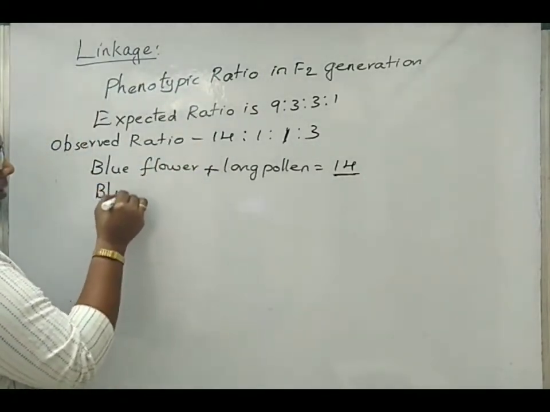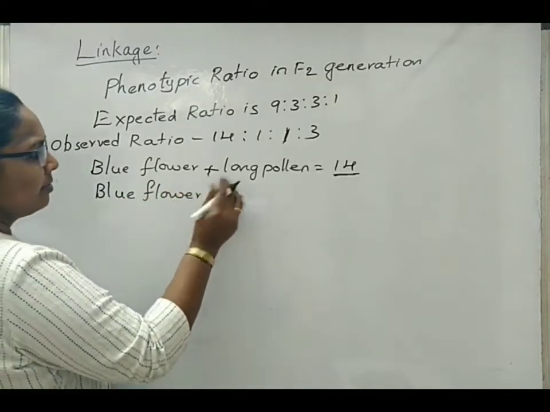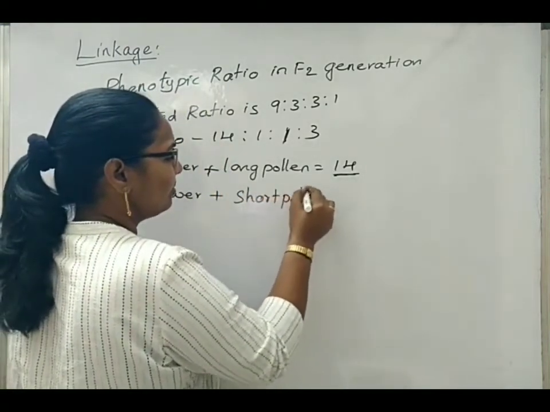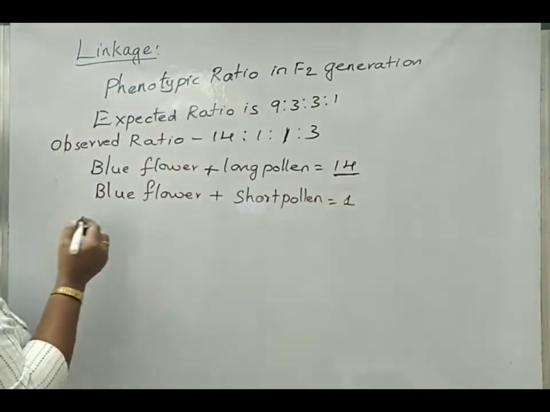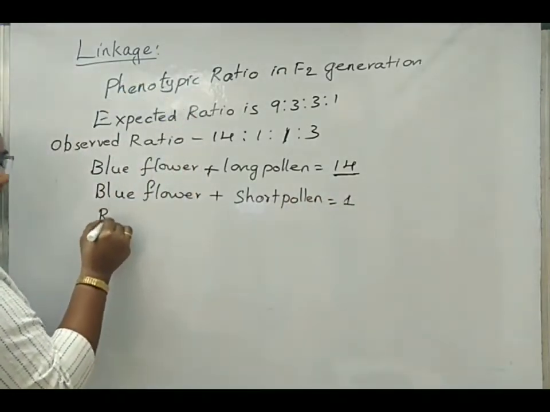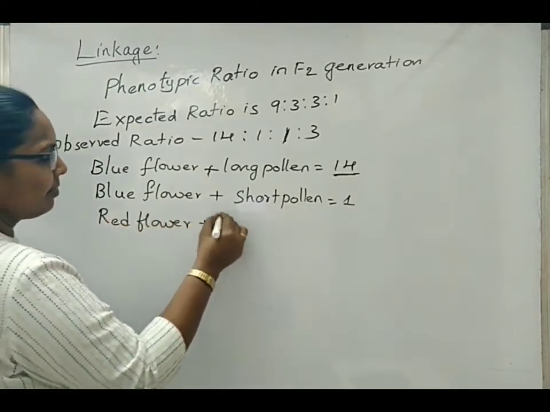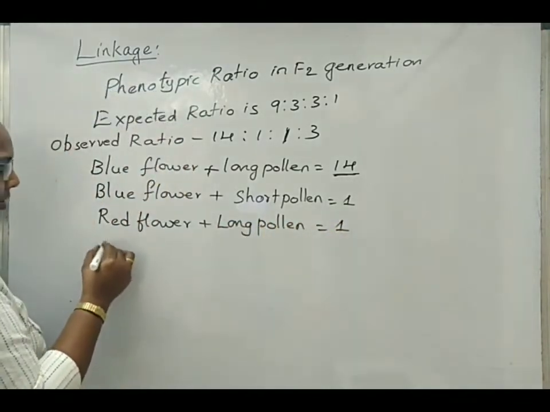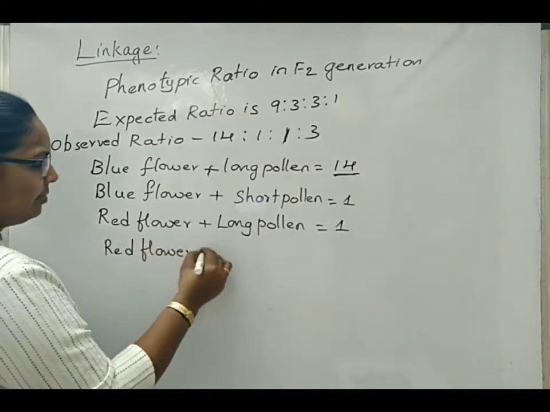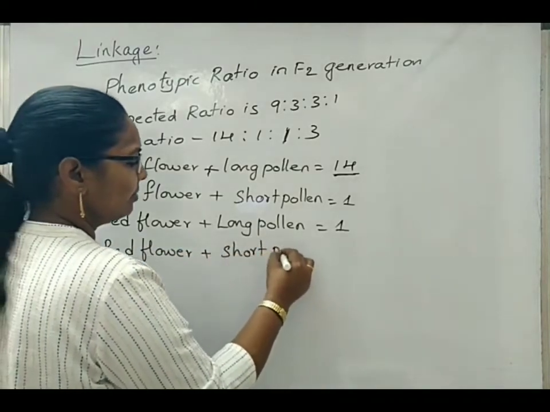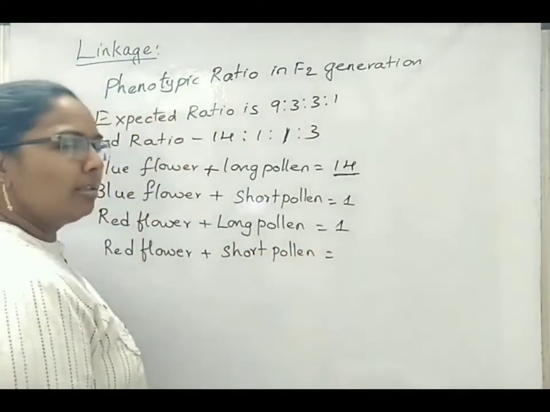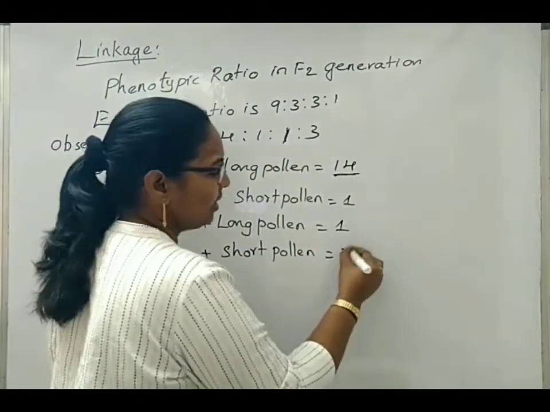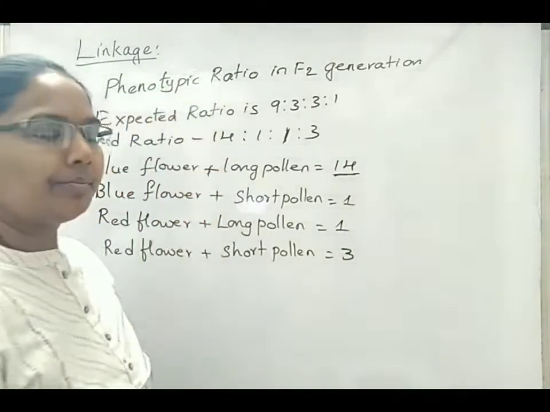Next, blue flower plus short pollen, 1 of the total ratio. Next, red flower, again this is also 1 according to the ratio. Next, red flower, actually this last one, purely recessive phenotype, we should get a very small number compared to the other ratio numericals. But here we got a little bit more compared to the recombinants.